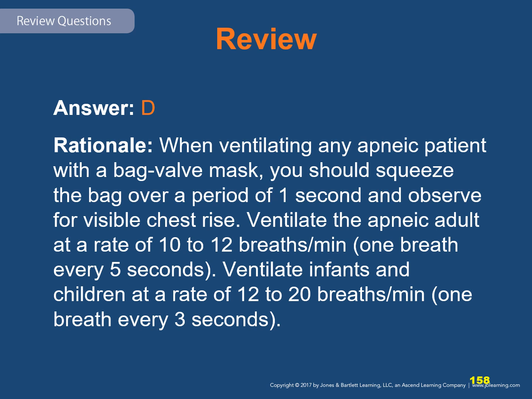D. When ventilating any apneic patient with a BVM, you should squeeze the bag over a period of 1 second and observe visible chest rise. Ventilate the apneic adult at a rate of 10 to 12 breaths per minute, or 1 breath every 5 seconds. Ventilate infants and children at a rate of 12 to 20 breaths per minute, 1 breath every 3 seconds. And again, you're just looking for adequate chest rise, not huge hyperextension of the chest. Then you're going to cause a pneumothorax. So it's just enough to provide adequate chest rise.